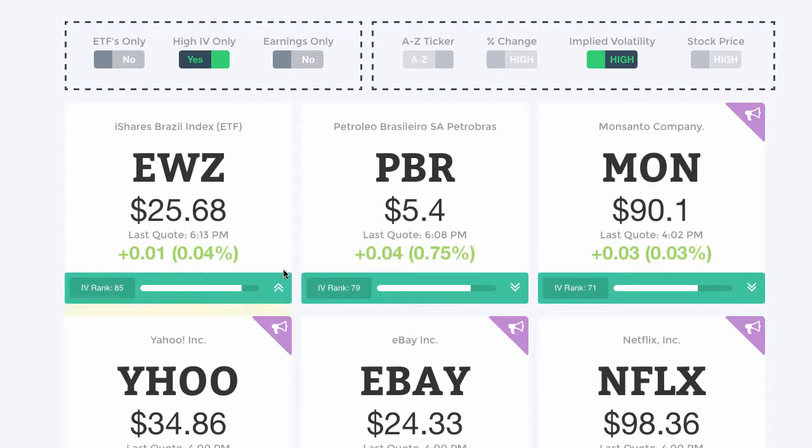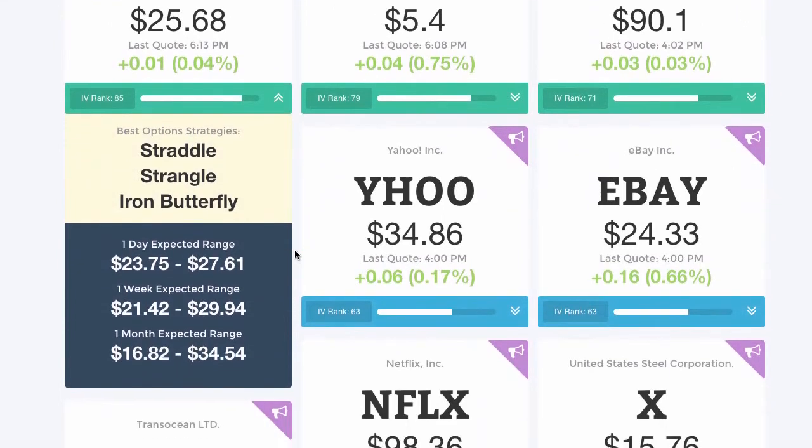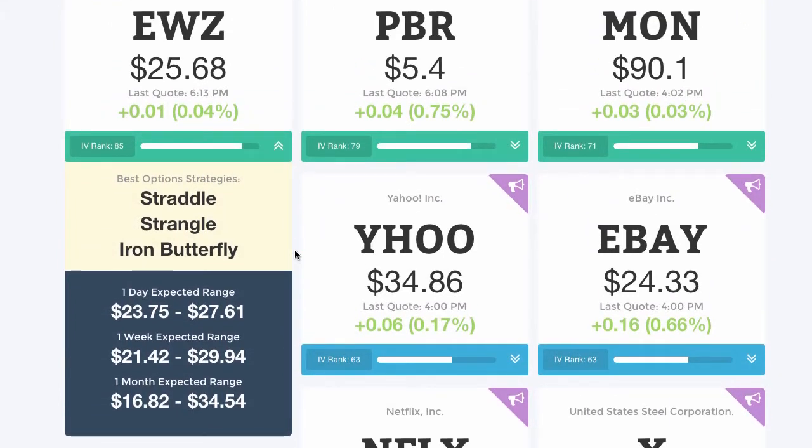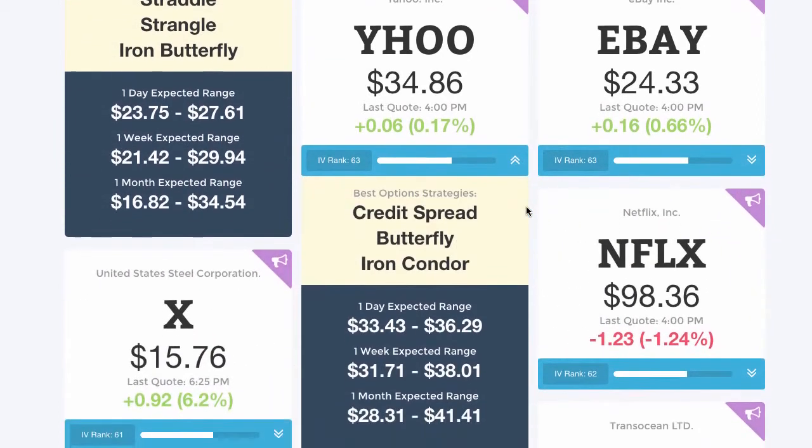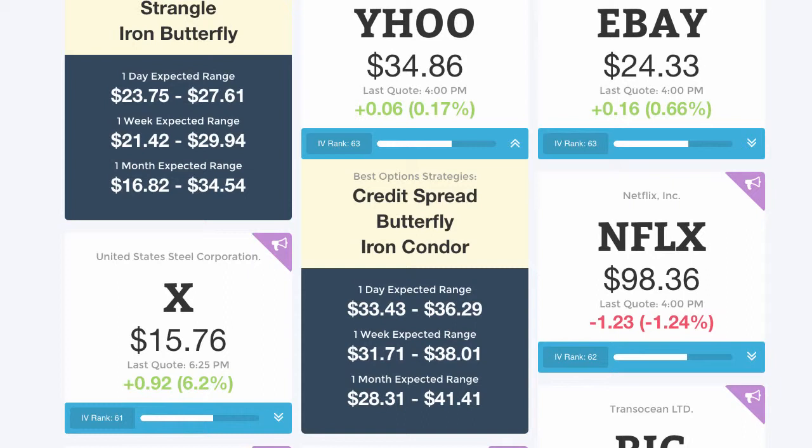Now, one of the things that we also pre-built in here is the ability to look for the best option strategies, which are suggested based on implied volatility. So you can see here for EWZ that based on this implied volatility being in the 85th rank, we can basically look to trade straddles, strangles, and iron butterflies, okay? If we were looking at something a little bit different, like, let's say, Yahoo, which has implied volatility in the 63rd rank, you can see that the system automatically recognizes that and suggests that you should trade either credit spreads, butterflies, or iron condors in this case, okay?